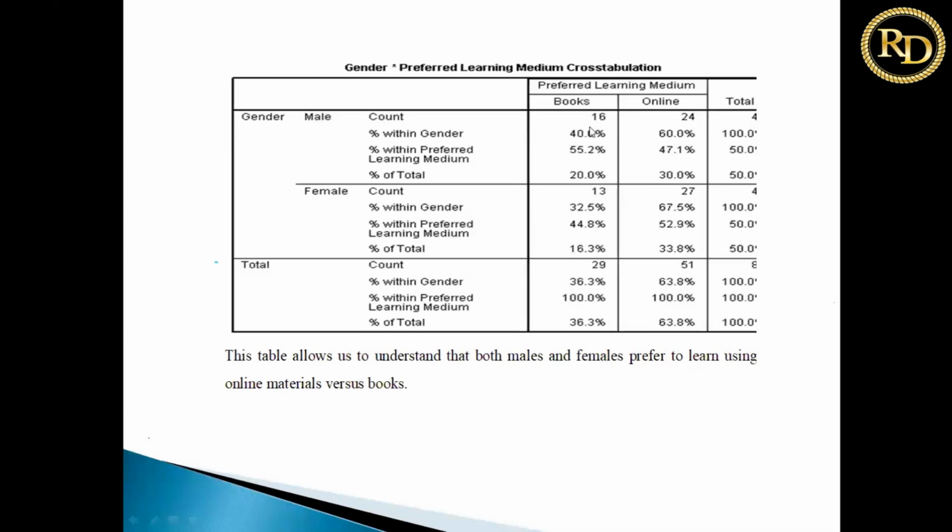So 40% rely on books and 60% study online. And you can see here 13 and 27, which means 25, 32% and 67%. And the total overall is 29 and 51. So 36% are studying through books and 63% or 64% through online.